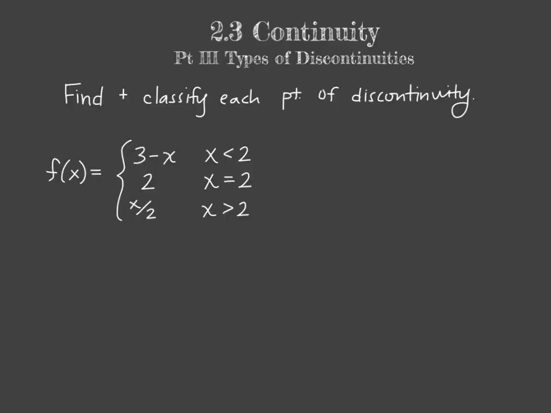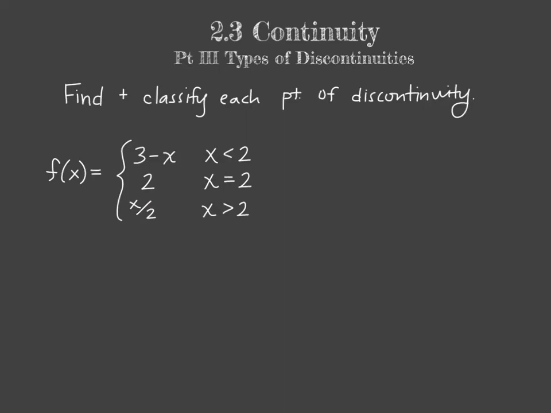For this piecewise function, we want to find and classify each point of discontinuity. The first thing that we should look at in a piecewise is all these functions here, these three functions, are there any where we would have discontinuity, meaning would we have an x in a denominator anywhere? Well, no. This is just a line. It's continuous everywhere. This is a horizontal line, y equals 2. It's continuous everywhere. And this is also a line, 1/2 x, continuous everywhere. There's no x in a denominator, so we don't need to worry about that.